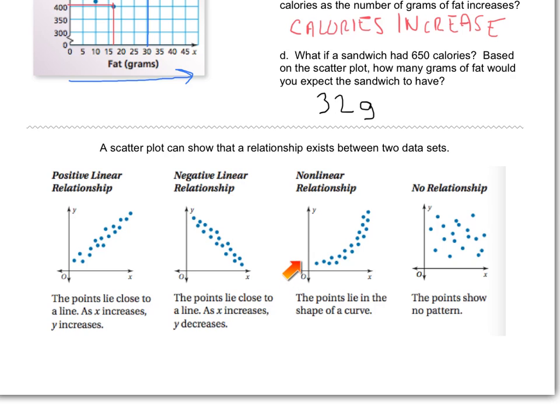Sometimes we have this thing called a non-linear relationship. We know that none of them are really linear, but this one definitely has some sort of a curve, which is definitely not straight. And then the last one would be no relationship. We kind of see a whole bunch of scattered points bouncing all over the place. There's really no pattern, so we just have to say there's really no relationship in that information.